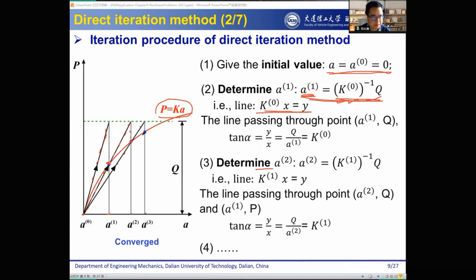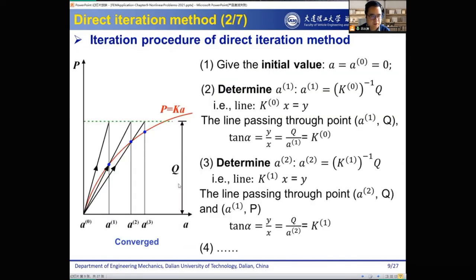So we keep doing the iteration, and we can see this value A3 becomes very close to the solution we want. If we keep doing the iteration, it will be very close to the solution we want. So in the end, we can say the iteration will converge to the solution. This is the iteration procedure for the direct iteration method.